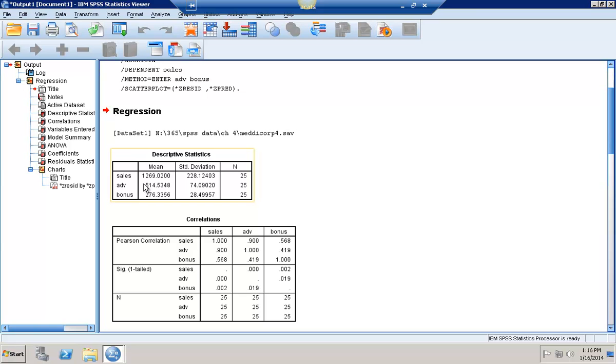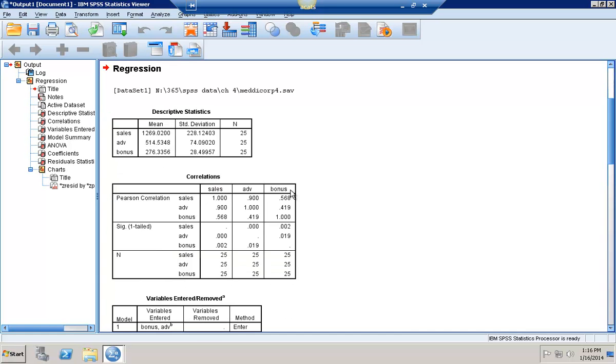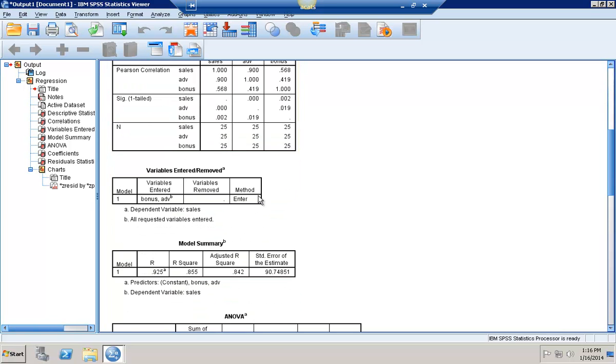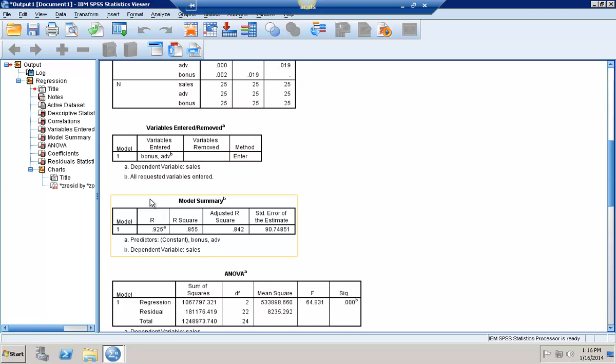So I can see here, remember, sales are in thousands of dollars, so the mean sales, or the average sales is 1,269,000. So yeah, we'd have to arrange that a little bit better in order to get something logical. The R squared value tells me the percentage variation in the dependent variable sales, which is explained by my regression. So this regression explains 85.5% of the variation in sales. I'm looking at the R squared.